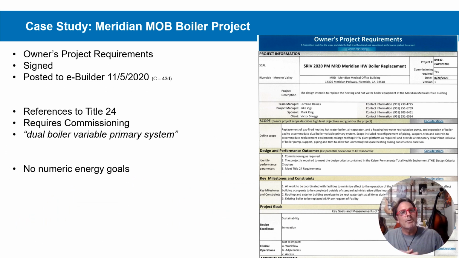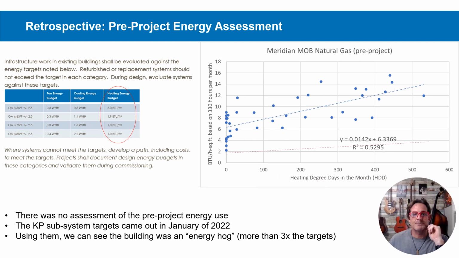So to start off with, the OPR on this project had some good things in it. There's a reference to Title 24, there's a commissioning requirement, and there's a line in there about these dual boiler variable primary systems, which means that somebody writing this OPR was thinking about an energy efficient system. On the downside though, in hindsight, there was no actual energy goal here. So there's no percent goal, no numeric goal, nothing to track against in terms of was this project successful or not in terms of saving energy.